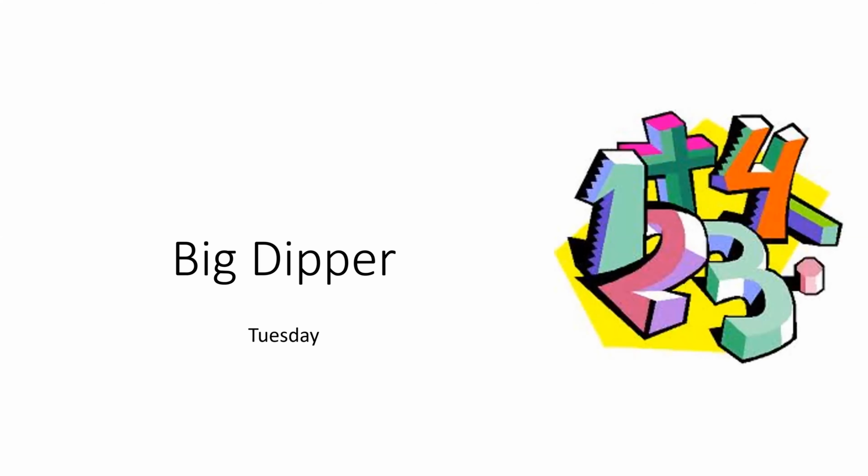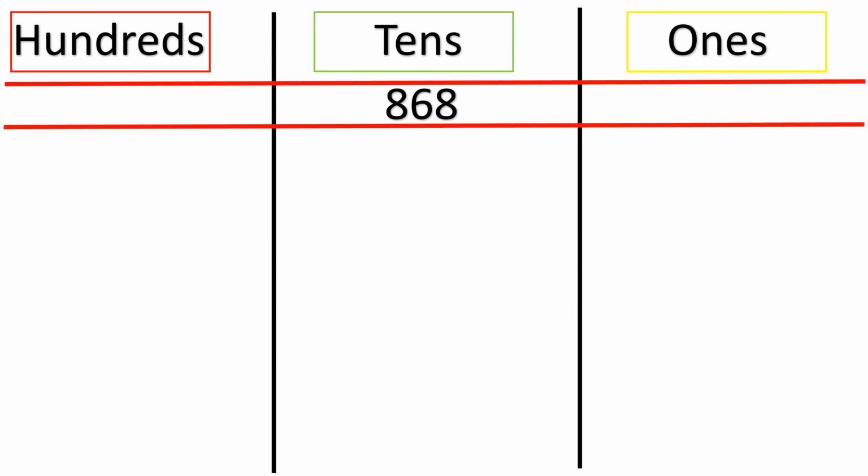All right, Big Dipper. Happy Tuesday. Let's review what we learned yesterday. Yesterday we learned our hundreds place value mat. So let's put the number 868 in the right place. Let's do it together. Are you ready? We have 8 ones, 6 tens, and 8 hundreds. Great job.